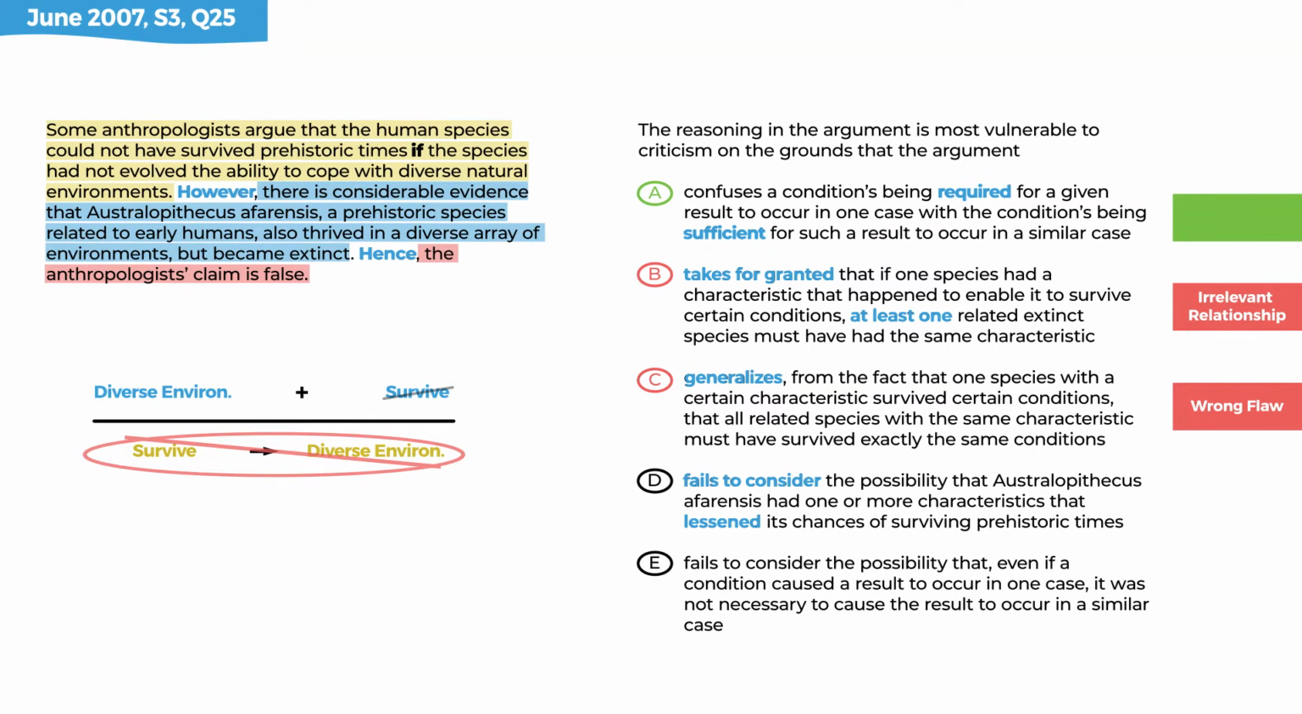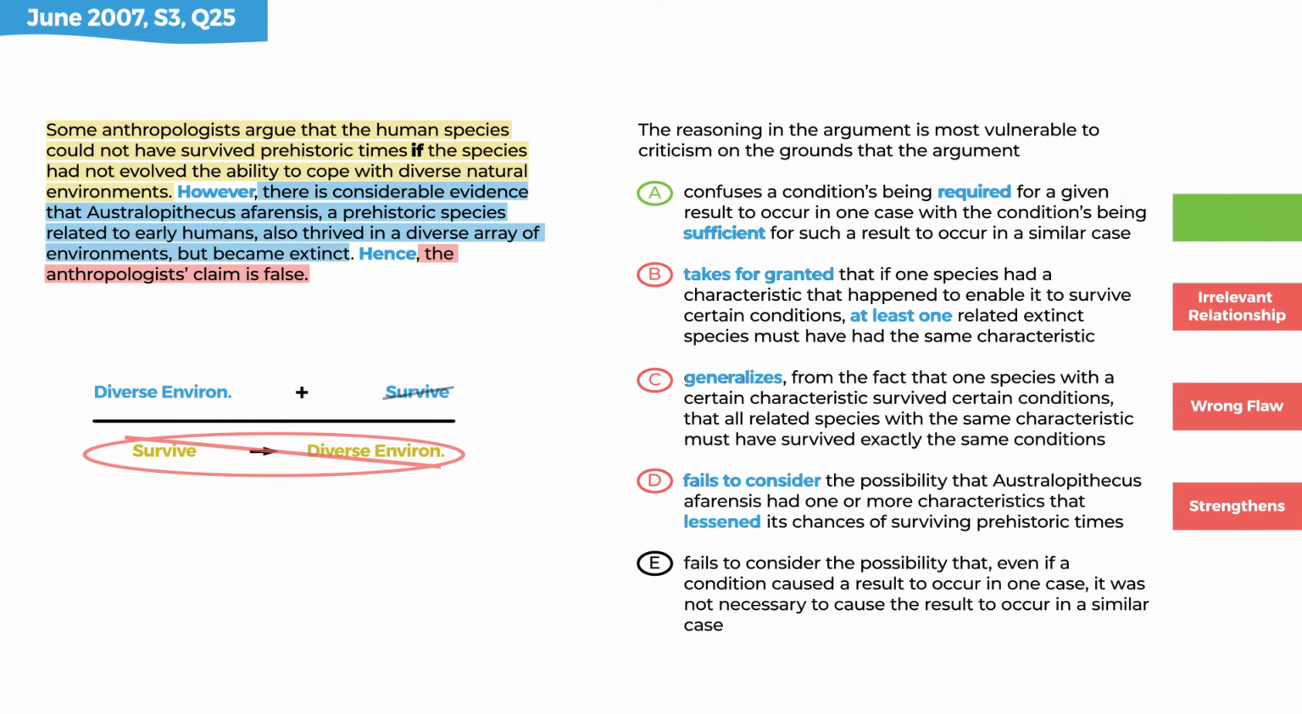But the fact that there was a characteristic that Australopithecus afarensis had that lessens its chances of survival doesn't actually weaken the argument. If anything, it makes it more clear why they weren't able to survive. So this is going to make the argument better, not worse, and that strengthens it. We're going to get rid of answer choice D.